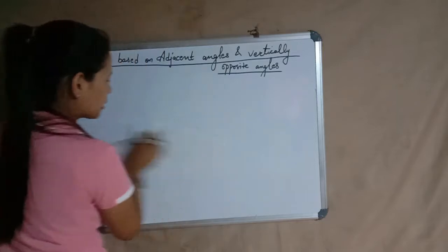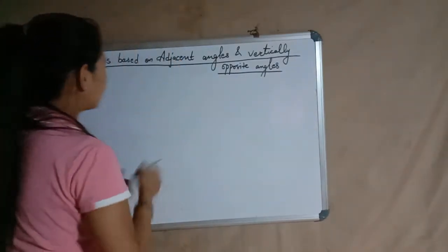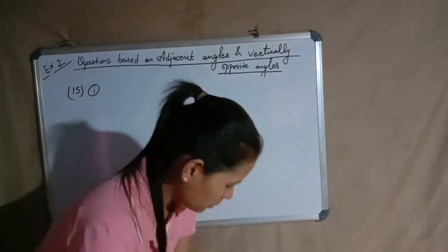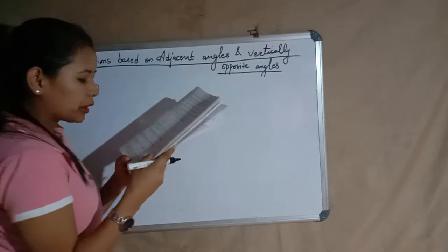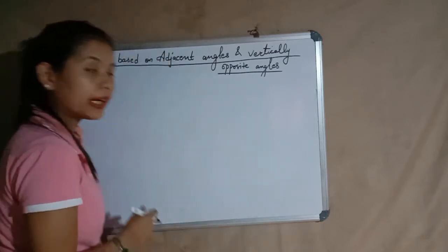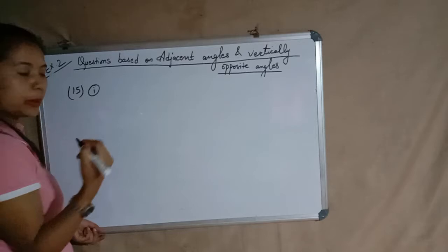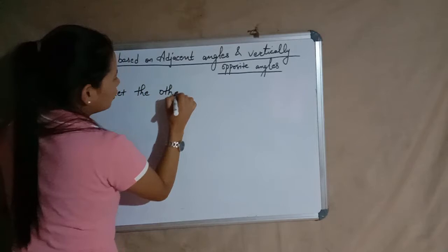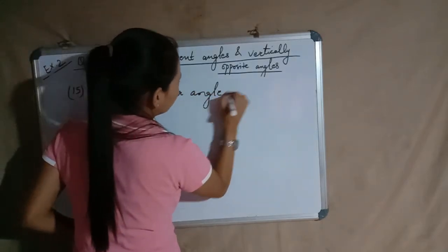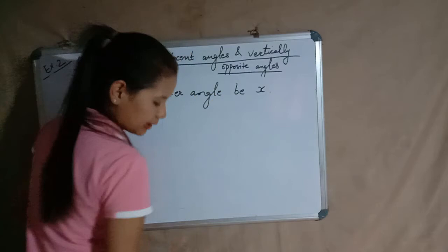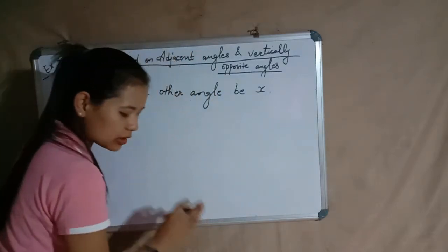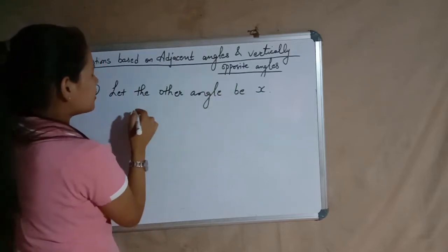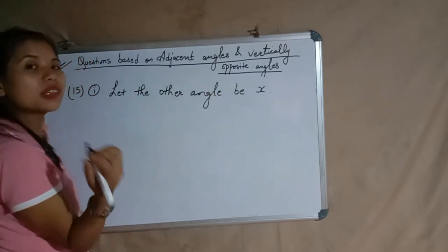Geometry is quite interesting, children. It helps us develop our logic a lot. Okay. So question number 15 part 1 says one of the angles forming a linear pair is 60 degree. Find the other angle. So linear pair means 180 degree. Remember that. Okay. So we need to find, let the other angle be x. Okay. And in the question it says one of the angles forming a linear pair is 60 degree. So one angle we assume to be x and another angle it's given as 60 degree in the question.